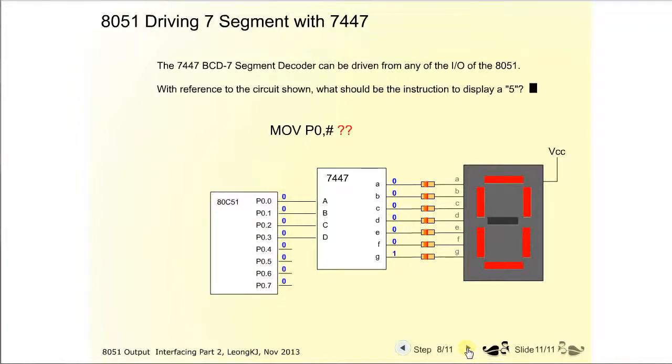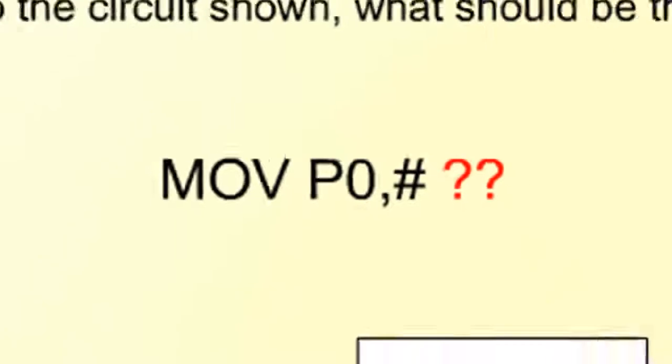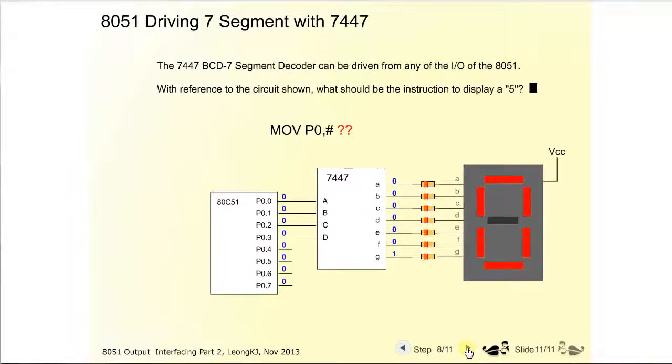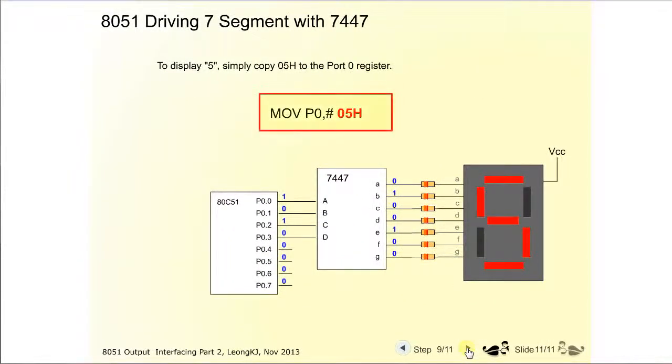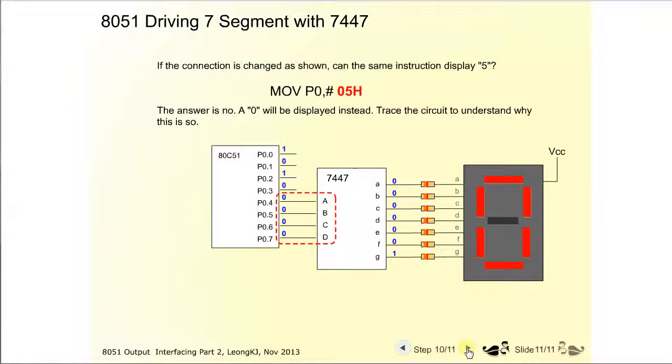What should be the instruction to display 5? Simply copy 05 to port 0. If the connection is changed as shown, can the same instruction display 5? The answer is no. A 0 is displayed instead. Trace the signal in the circuit to understand why this is so.